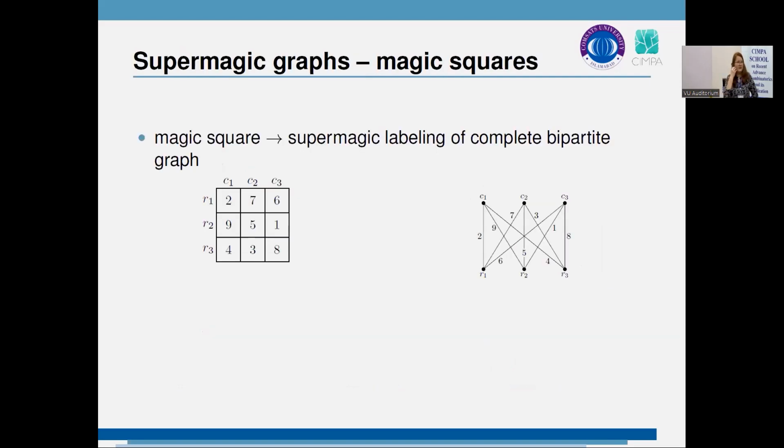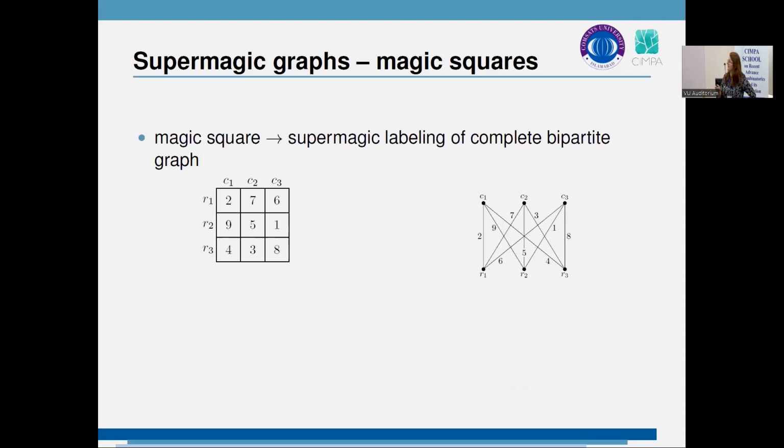And a trivial question is, if we have a labeling of a graph, is it possible to obtain a magic square? Is it possible to construct the magic square from the required labeling of a complete bipartite graph? Is it possible to do it? What do you think?